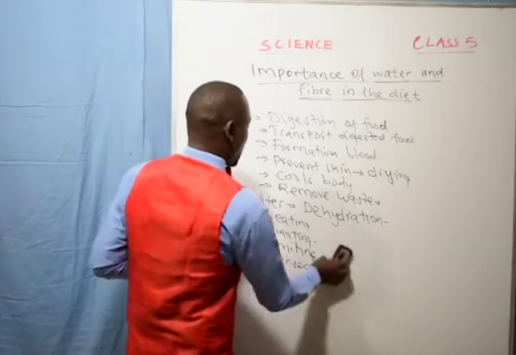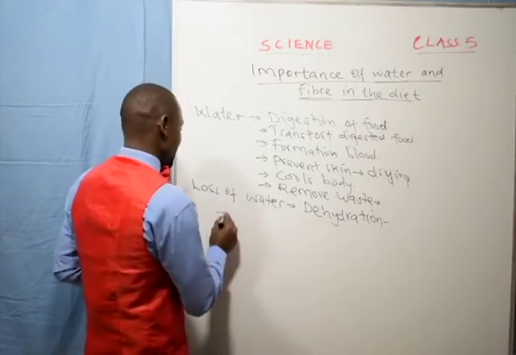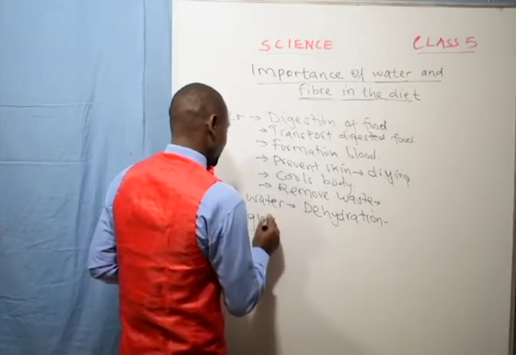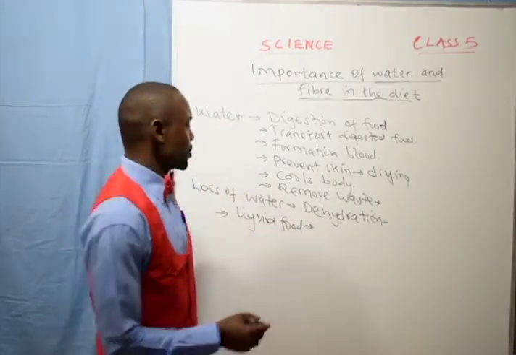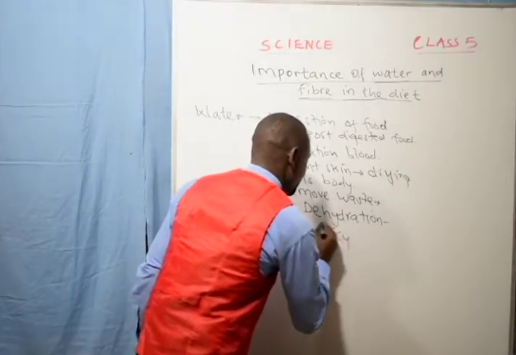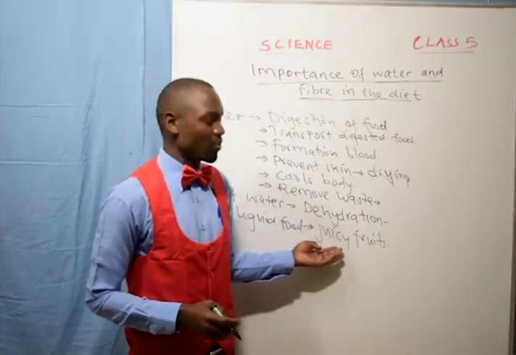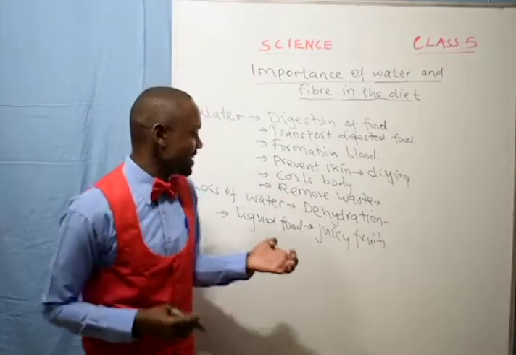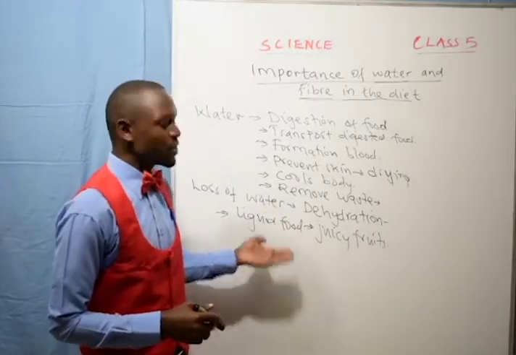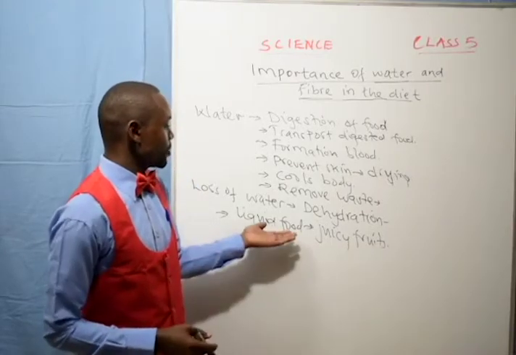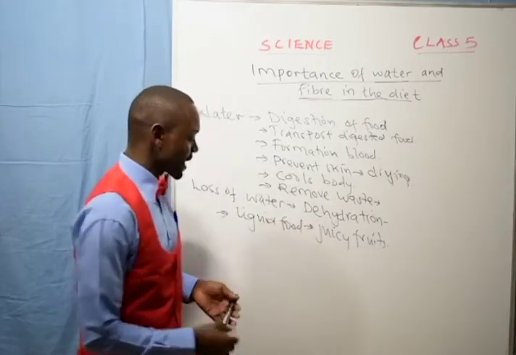So, how do you restore the lost water? How do you recover the lost water from the body? You should eat liquid foods like porridge, like milk, drink a lot of milk. You should also eat juicy fruits like watermelon to prevent dehydration or to recover the water that has been lost. You should also drink juices. It is advisable. And that is the importance of water in the diet.